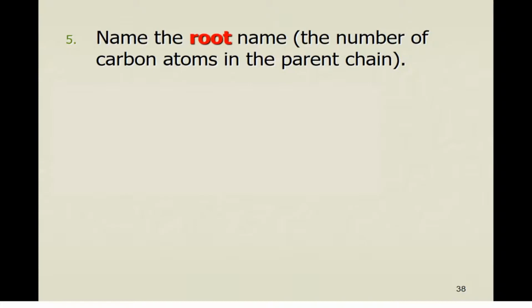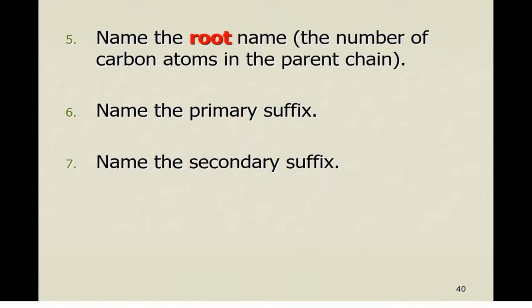This you must know. After this is done, we need to name the primary suffix with indication of the position of the multiple bonds if they are present. So: -an if it's single bonded, -en or -yn if it's double or triple bonded, with the location of this multiple bond if it's present. And then we name the secondary suffix according to the table I just mentioned. If the position of the secondary suffix group is the first carbon, usually we don't indicate it, but if it's bonded to the second, third or further carbons, we need to indicate locants as well before the name of the functional group.